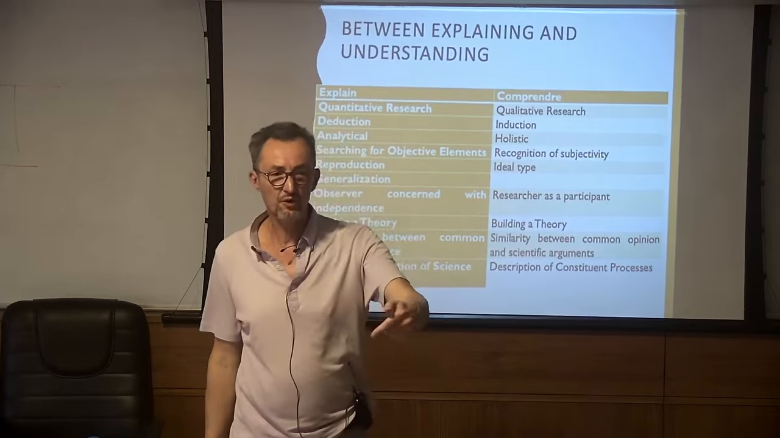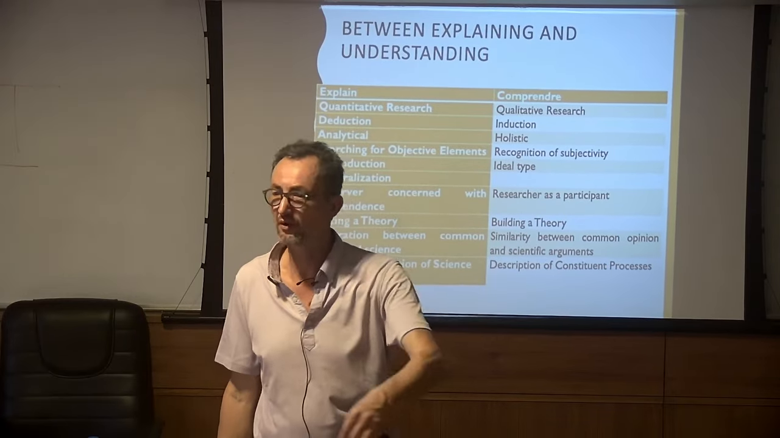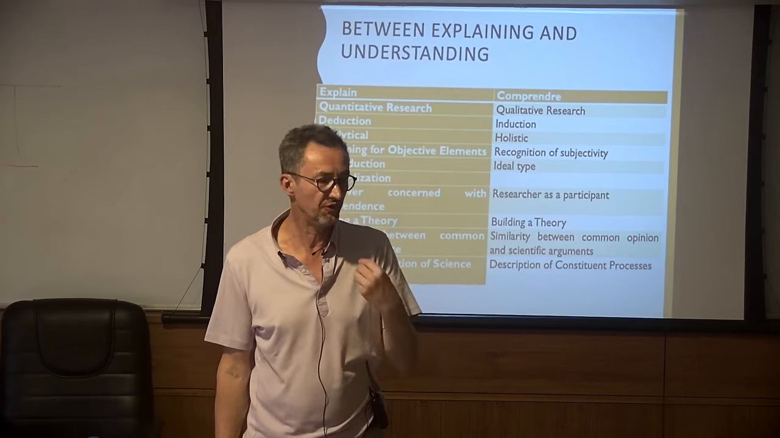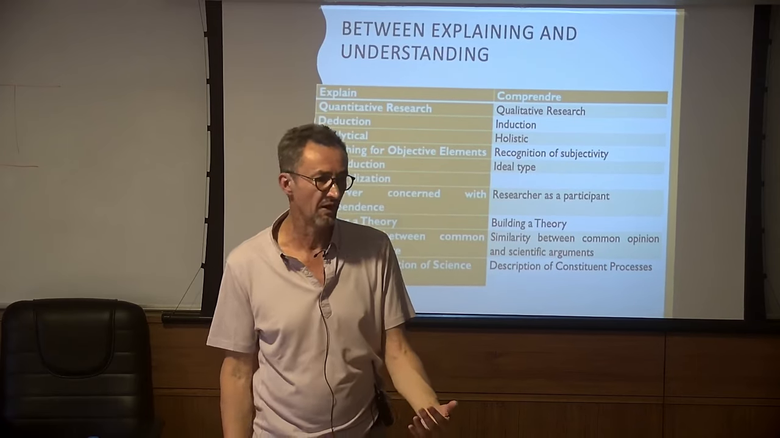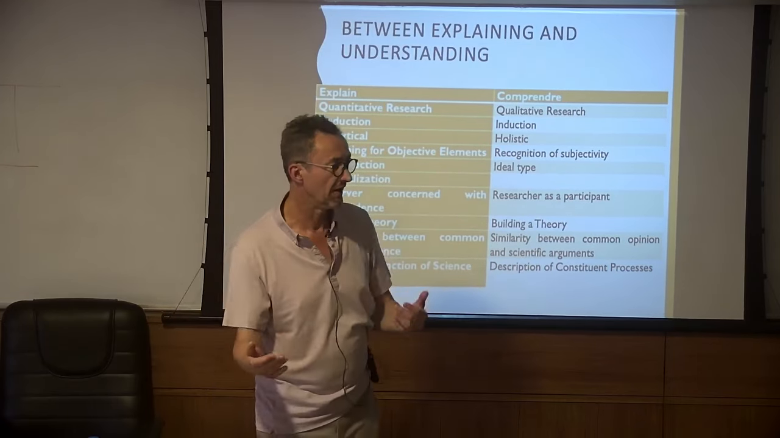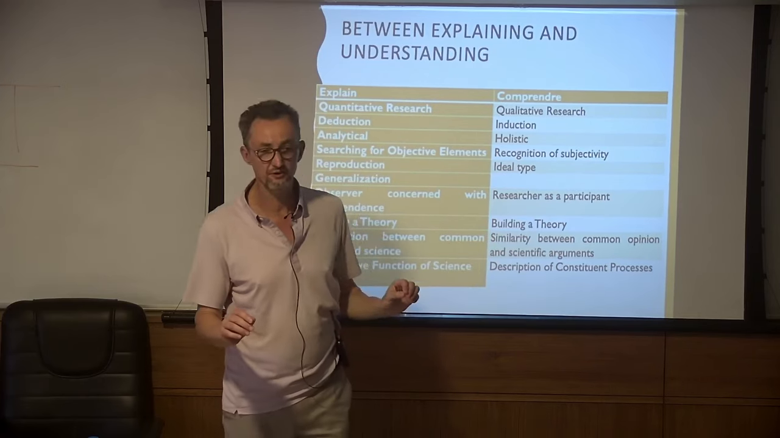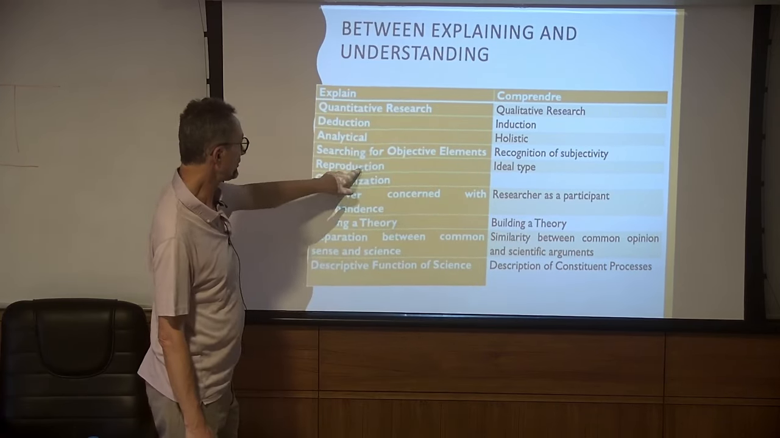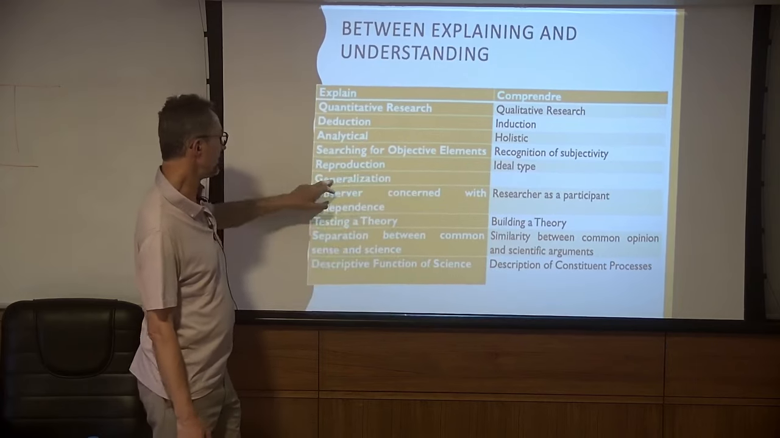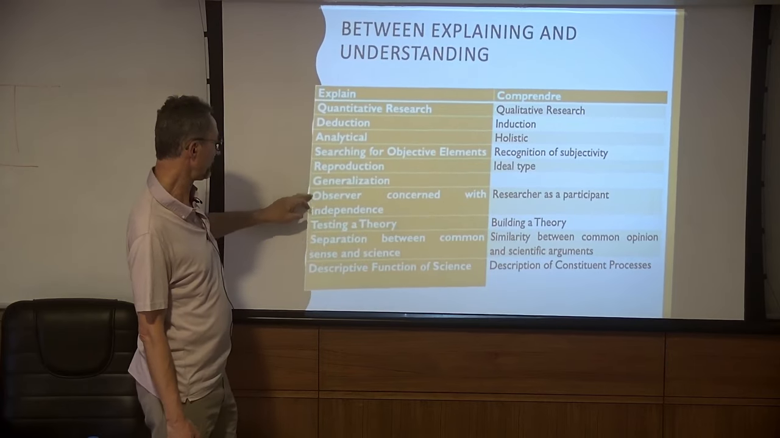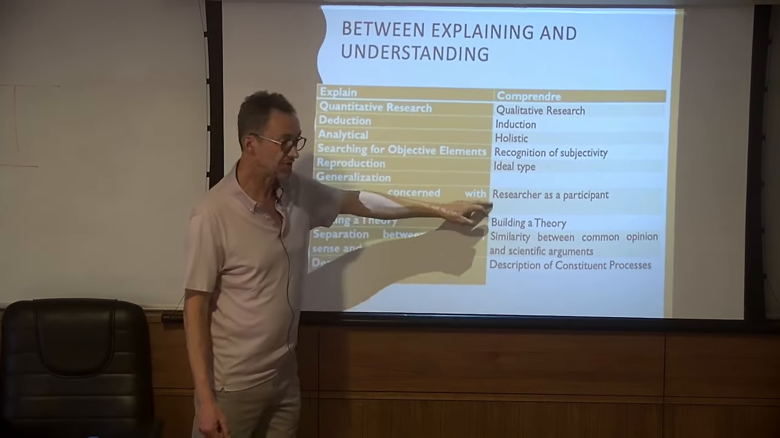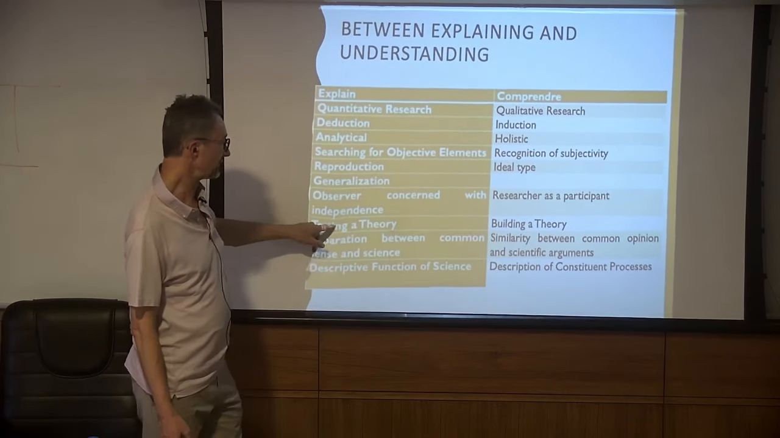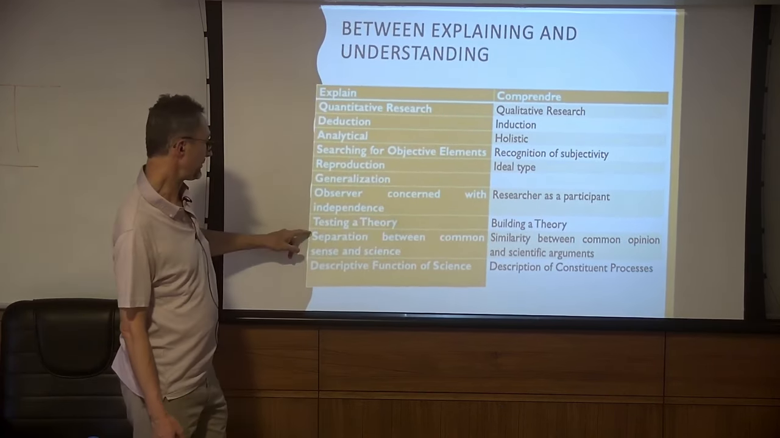You give your point of view on this literature, on this book, on this text. So you assume to do it. But when you say, I assume to do it, the reader, which is us, says, okay, he has a text, this is a student, the student has some distance. Reproductions, idiotype, generalizations, observer concerned with independence, researcher as a participant, like an anthropologist, testing a theory, building a theory, separation, similarity, descriptive function of science.